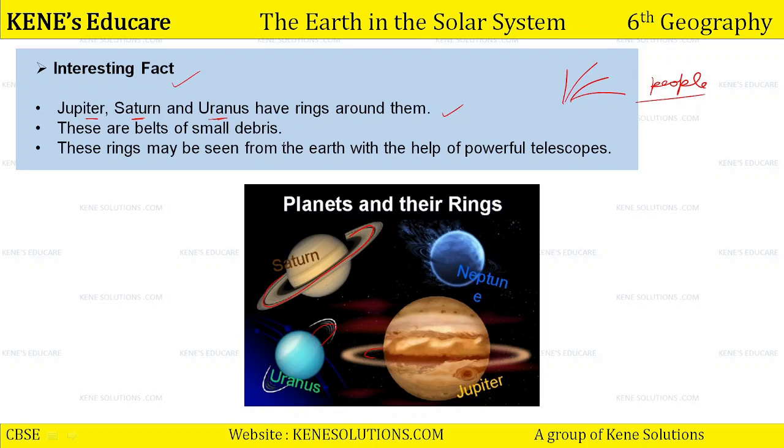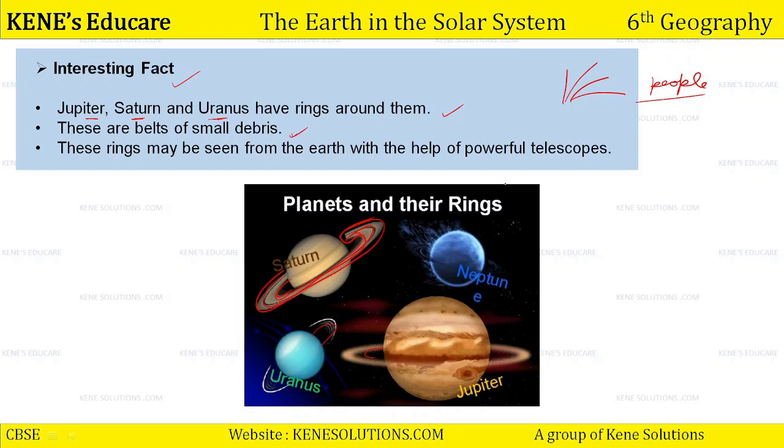Okay. Second fact. These are belts, basically these rings. These are actually belts of small debris. ये कोई गोल्ड या सिल्वर की अंगूठी नहीं पहनी उन्होंने. Okay, these are not simple rings, they are belts of debris. ये सब कूड़ा है, dust, stone, rocks, some remaining of any asteroid, some remaining of any metal in the universe. ये सब उसका accumulation है जिसने ये रिंग बना ली, एक बेल्ट बना ली है around Saturn, around Jupiter and around Uranus. Okay, these rings may be seen from the earth with the help of powerful telescopes.